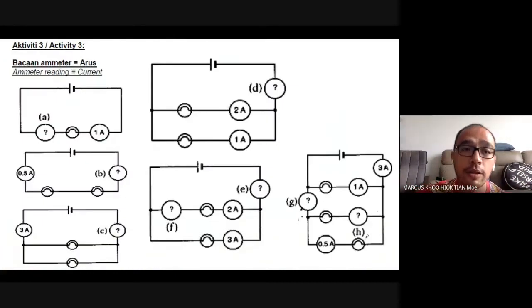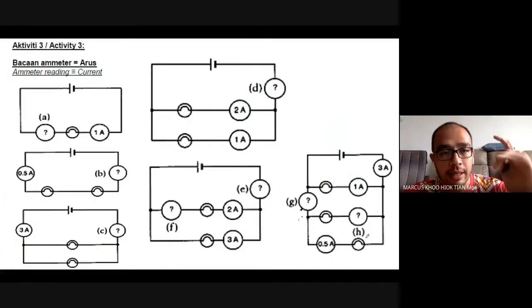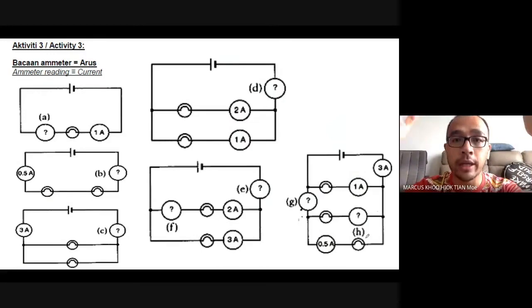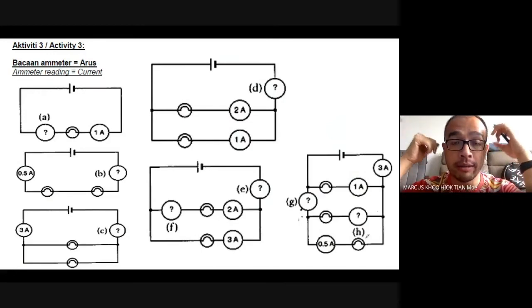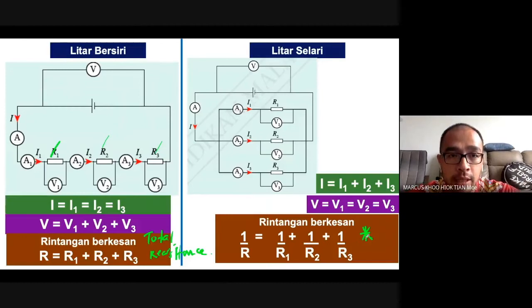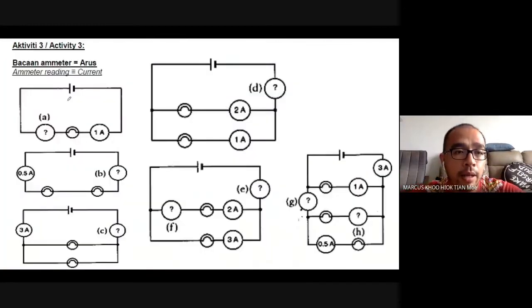Okay, so let's take a look at this. Let's consider this first. I want you to make sure that you understand the difference between series and parallel circuit. Remember, series circuit, the current is the same. Parallel circuit, the current is divided. Okay, think about this. All right, let's look at question A. The question is, give me the reading of this current. If this ammeter is 1 amp, this one will also be 1 ampere, because it's the same.